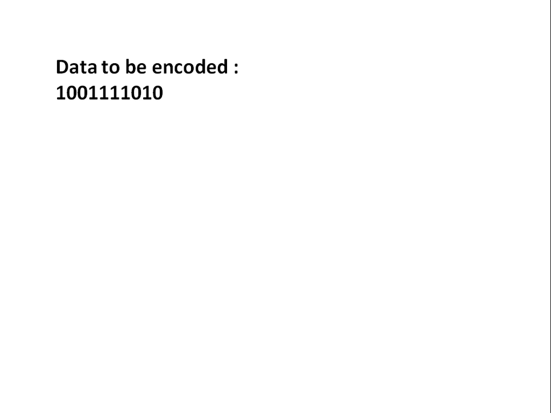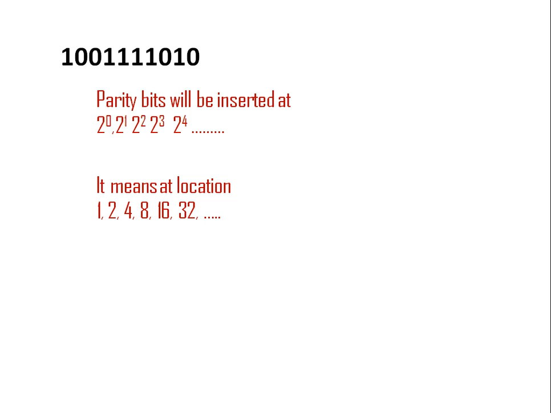Let's see now Hamming code. When a receiver receives data, how is the receiver going to identify whether the received data is correct or not? In order to provide this information, some extra bits are added to the data, and those bits are known as parity bits. In Hamming code, let's assume the sender wants to send this data. Before sending, parity bits are added to this data. Now the question is where the parity bits will be added.